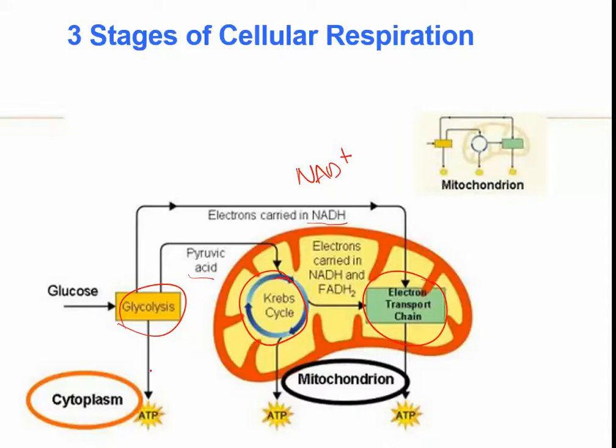Then we also have some ATP that's produced from glycolysis. The Krebs cycle also produces ATP, and some of its products are NADH and FADH2. So here we have FAD this time in the Krebs cycle.